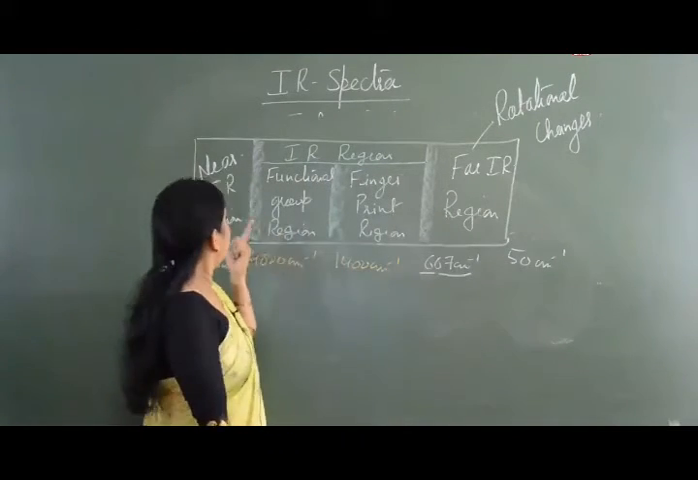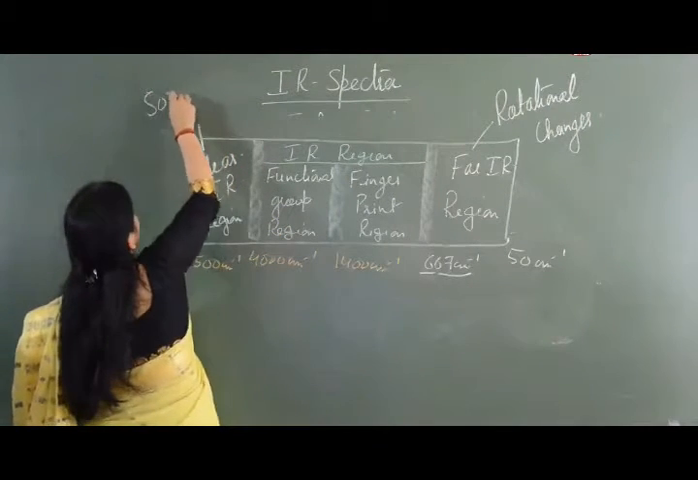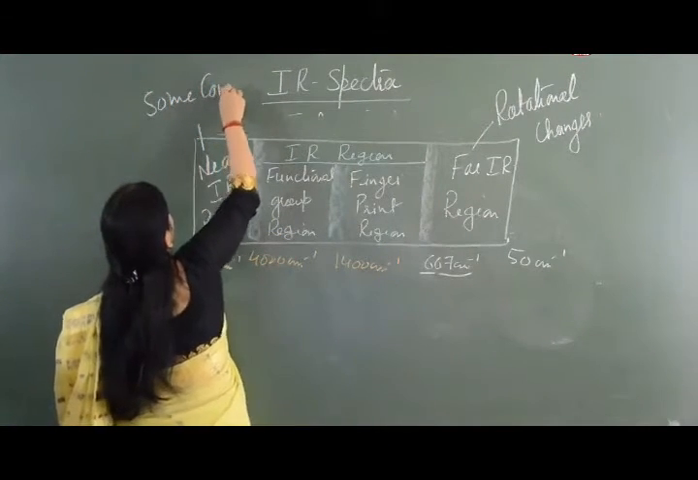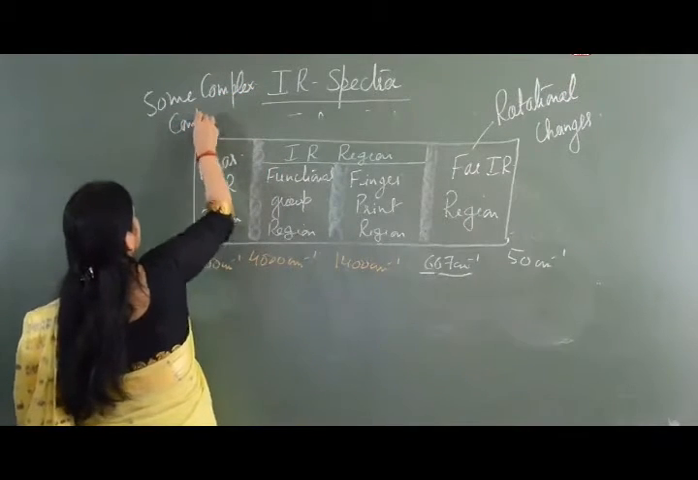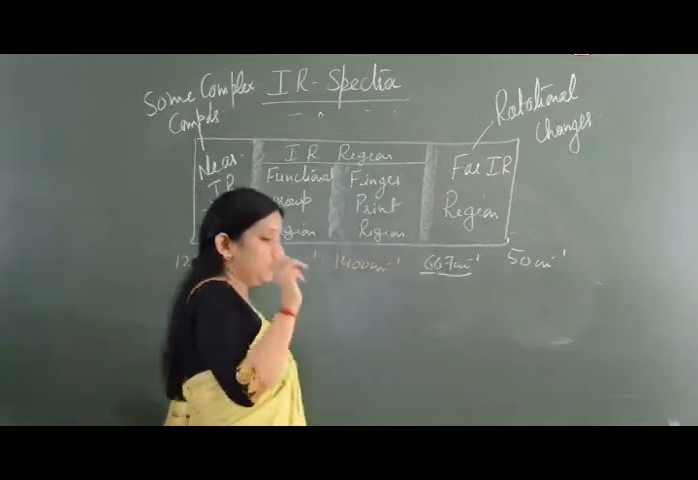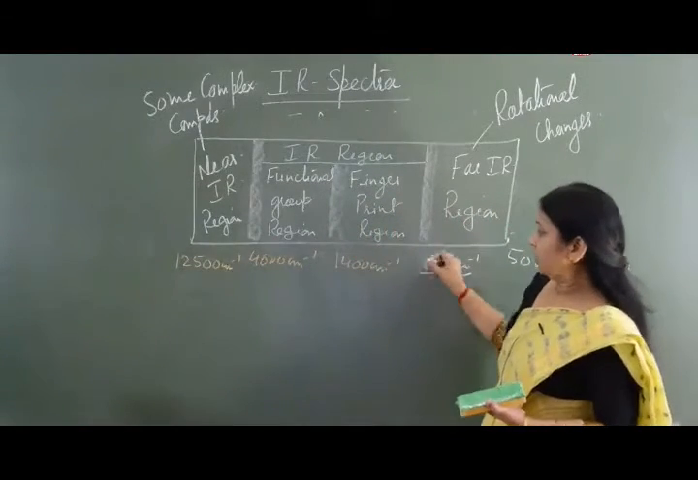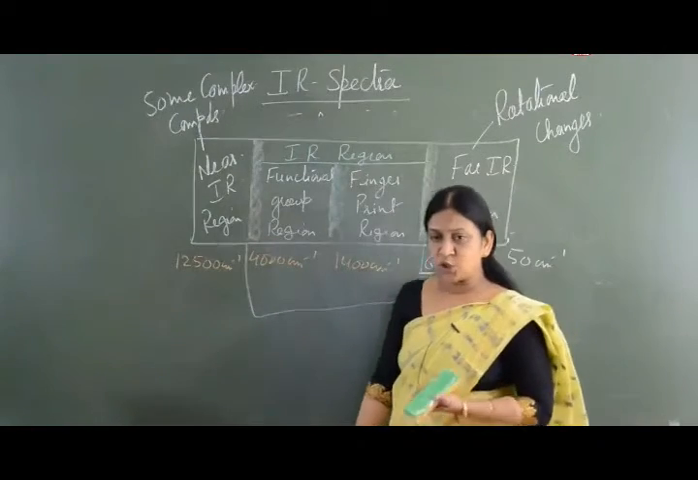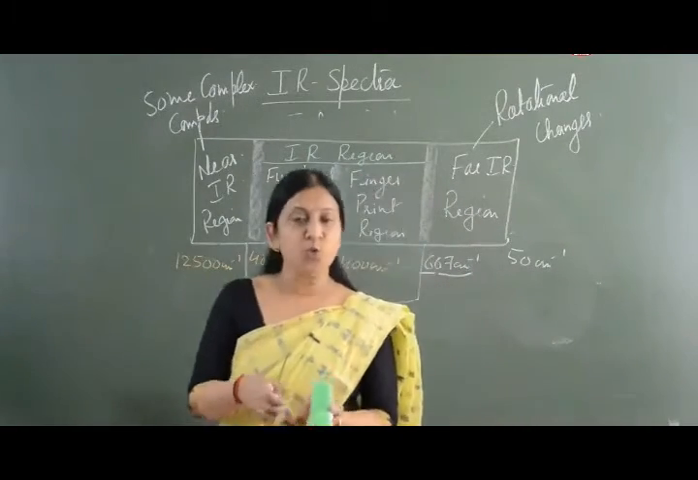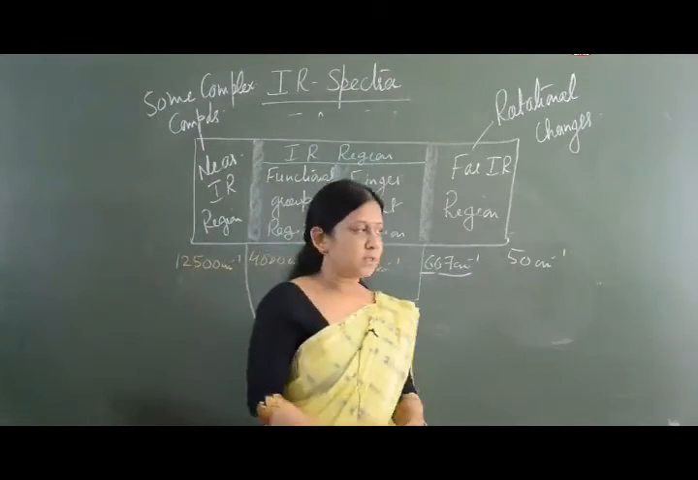In case of near IR range, only some of the complex molecules or some of the complex compounds show vibrations, but the main range or the main IR region is this one. Now the main IR region is further divided into two parts. One is the fingerprint region, the other is the functional group region.